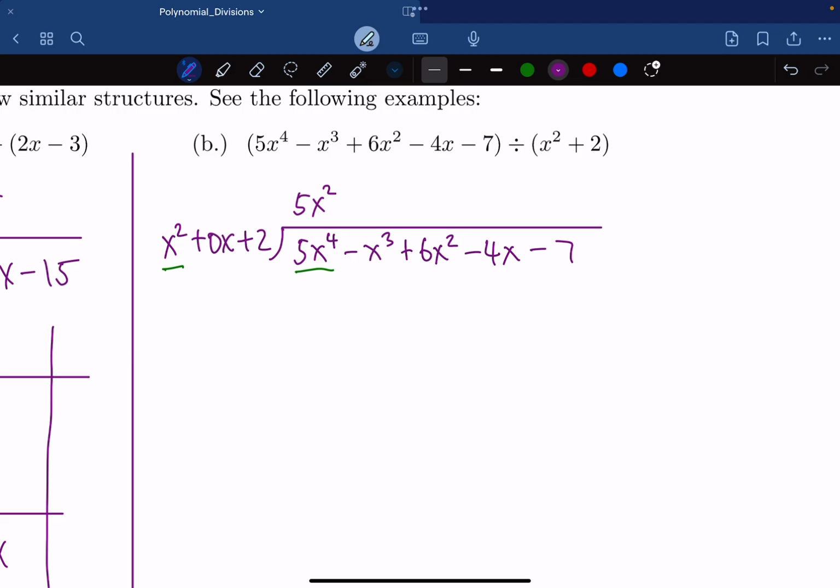So then when I multiply by x squared, I get the 5x to the fourth. And then I distribute to all three terms here. 5x squared times x squared is 5x to the fourth. 5x squared times 0x is 0x to the third. 5x squared times 2 is 10x squared. And then I'm going to subtract.